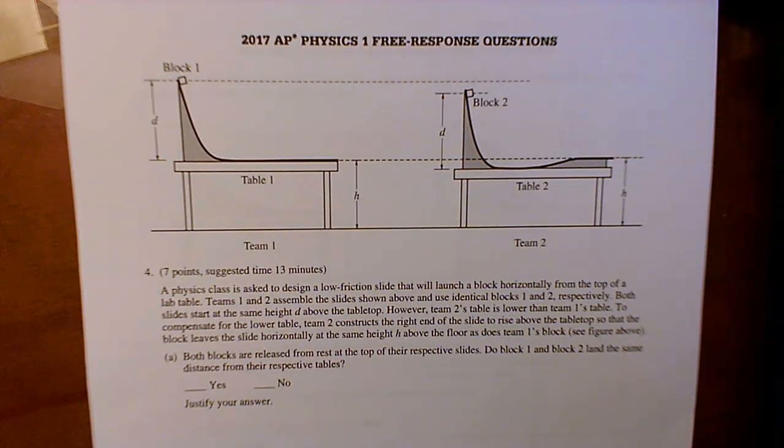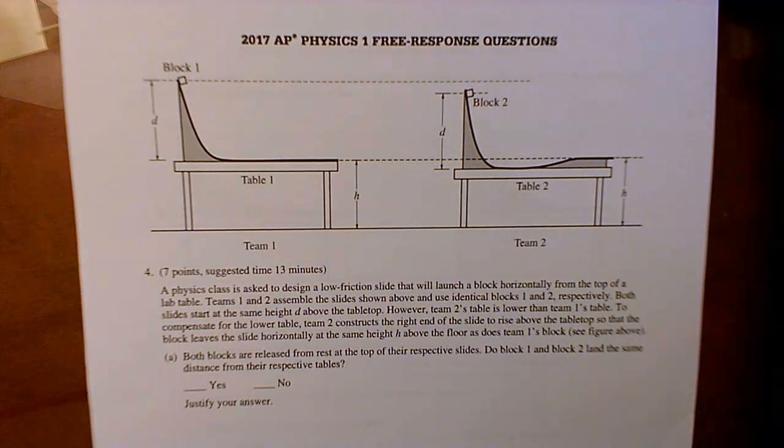A physics class is asked to design a low-friction slide that will launch a block horizontally from the top of a lab table. Teams 1 and 2 assemble the slides shown above and use identical blocks 1 and 2. Both slides start at the same height above the tabletop. However, Team 2's table is lower than Team 1's table. To compensate for the lower table, Team 2 constructs the right end of the slide to rise above the tabletop so that the block leaves the slide horizontally at the same height above the floor as does Team 1's block.